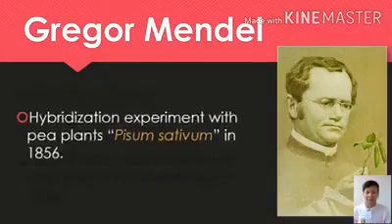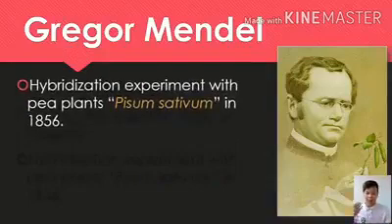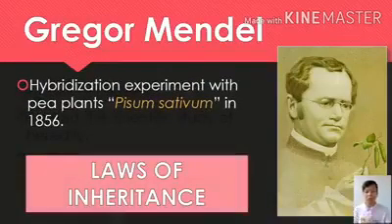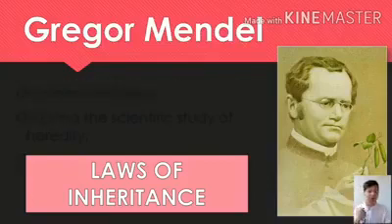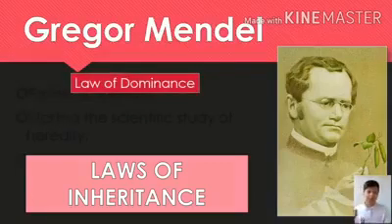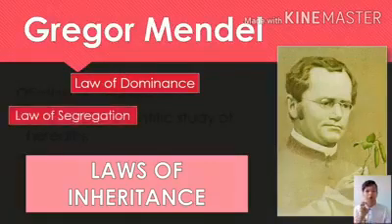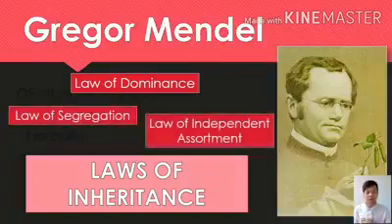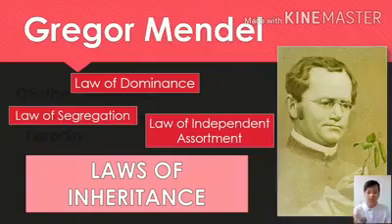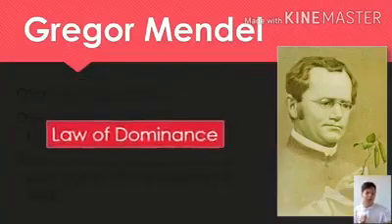Therefore, the 3 laws of inheritance have been existing for a very long time already. Now, with that in mind, in this experiment, Gregor Mendel was able to propose the laws of inheritance, which I have said already. There are 3. First, we have the law of dominance, the law of segregation, and the law of independent assortment, by which in this day, we are going to focus only with the law of dominance.